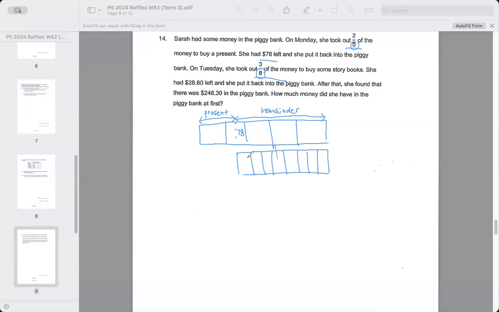So she took out 3/8, meaning 3 units. But take note, she did not spend the total 3 units. She had some money left as well. So it will be $28.80 less than 3 units. I don't have space to label, so I'll just write it vertically. This part here is the $28.80. Or maybe I should represent it like that. Give me a moment.